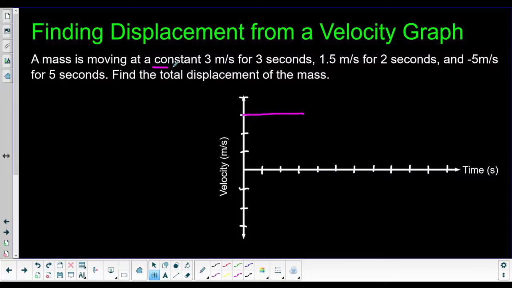Okay, it's constant, so we should have a nice horizontal line to show it's constant. Then it's going to slow down to 1.5 meters per second for 2 seconds. So we'll go 1.5. We'll go 1, 2. And -5 meters per second for 5 seconds.